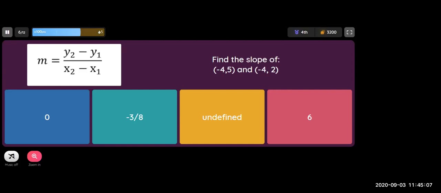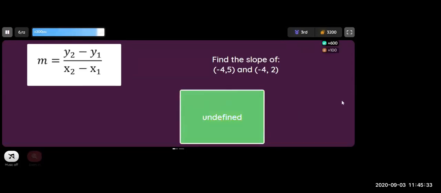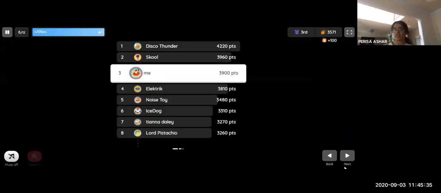But say the y coordinate is the same. So say instead of the x coordinate being -4, the y coordinate is -4. Then if both y coordinates are the same, it's a horizontal line and the slope is 0. If you guys remember it that way. Or you can just do the slope formula and figure that out. So the answer is undefined. Good job. That was a good tip Puri mentioned.